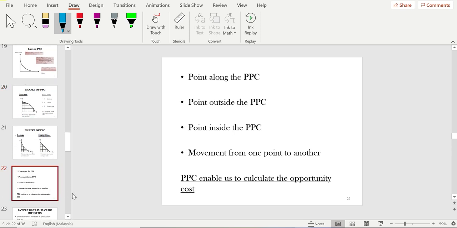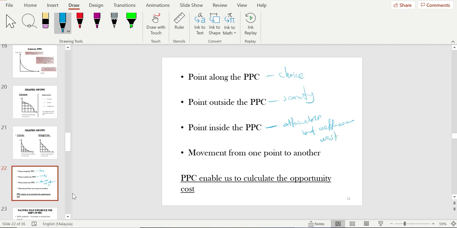Okay, here just to test you, if it's say that the point along the PPC, meaning that on the PPC, this is choice. Outside the PPC, this is scarcity. Inside the PPC, attainable but inefficient.